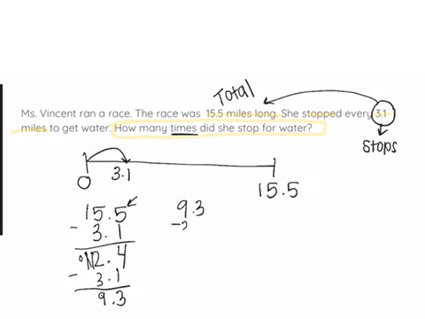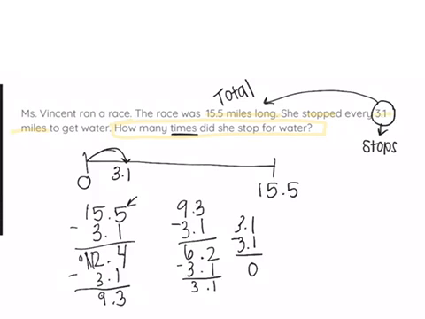I'm going to stop again. 3 minus 1 is 2. Decimal. 9 minus 3 is 6. I'm going to subtract another 3 and 1/10. 2 minus 1 is 1. Bring down my decimal. 3. One more time. Minus 3 and 1/10. Now I'm at my starting point. I'm going to show you the other way as well.